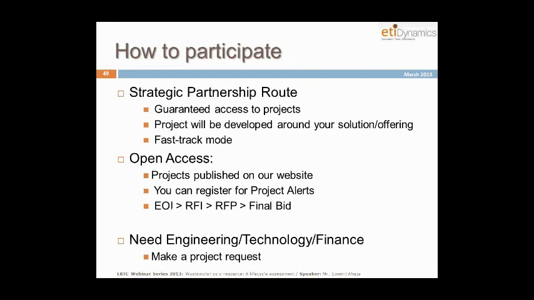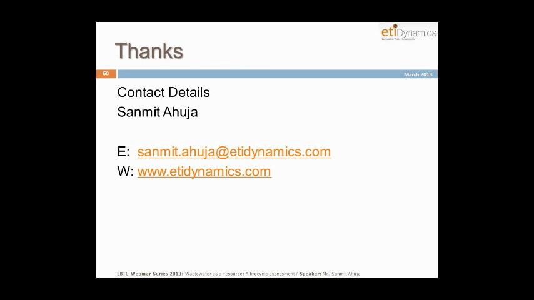Now, how to participate? We promote new technologies and we get them on board through a strategic partnership program, and we guarantee access to the new projects in India. Most of the time we develop the projects around the solution offering for this individual cutting edge technology. There is another way of having open access where we publish our projects on our website, and you can go bid for the projects from there, and you can assess and go ahead with that. You can also make a project request to us individually if you want to develop some specific kind of project in India. Thank you.